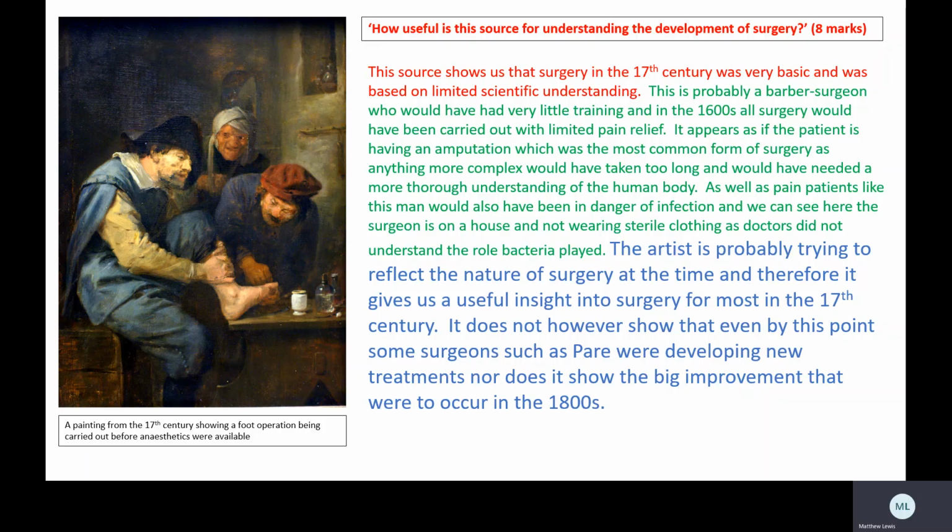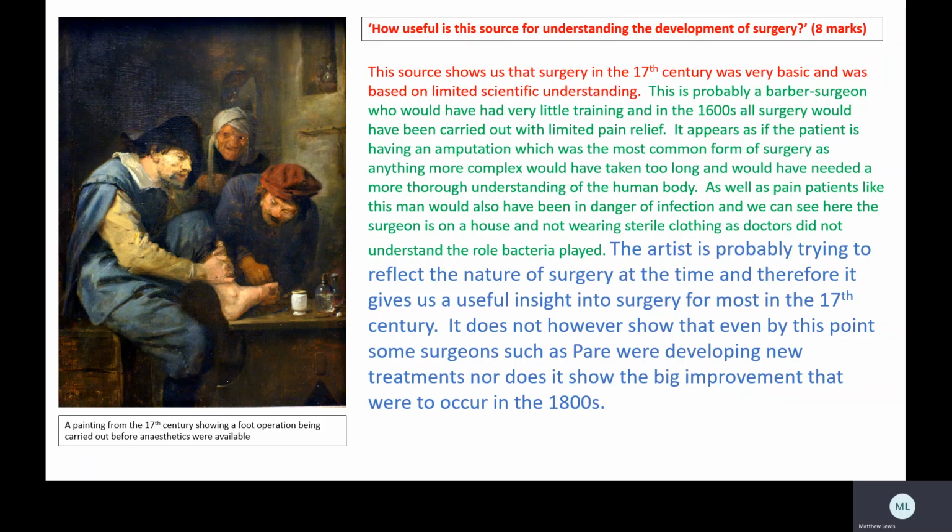You know, there's no reason to think that he isn't trying to show us something about what it was like for people to undertake a medical process. But I would also say there's a limit to its usefulness, because it shows us some things about surgery, but it doesn't show us that actually by this point there were surgeons such as Paré developing new treatment. And the other thing I would say probably limits its usefulness is things about the development of surgery.